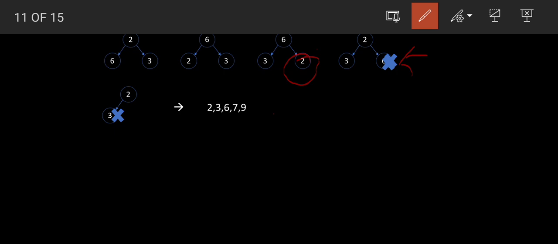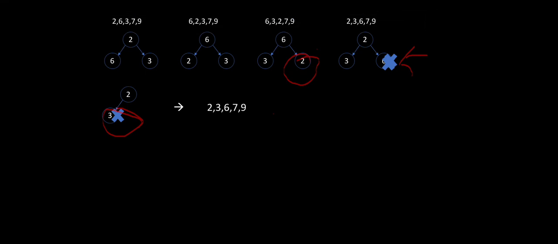We're gonna swap that with 3, and then gonna swap again. So we already have our sorted list: 2 3 6 7 9. So that is the heap sort.